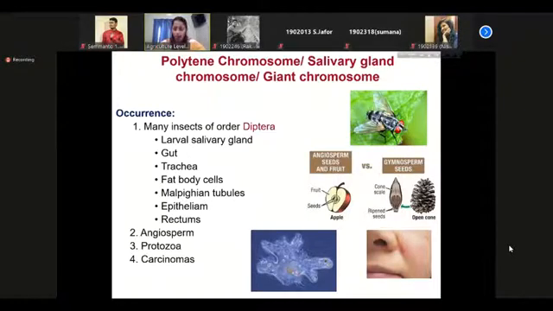We also find it in angiosperms. What are angiosperms? Angiosperms are the group of plants where the seed is covered by a shell or by the fruit or some structure. Covered seed is called angiosperm. The other word is gymnosperm, where the seeds are open. Seeds are not covered by any type of structure. For example, pine and palm tree. In these plants the seeds are open, not covered by any structure. This plant group is called gymnosperm. Okay. In the angiosperm also we find some salivary gland chromosome or polytene chromosome.